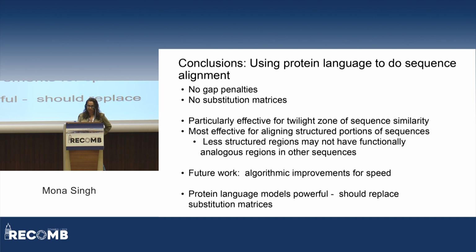In terms of future work, there's a lot to do. I think we've kind of sketched out the overall outline of the way we're proceeding, but I think there are lots and lots of algorithmic and engineering improvements for speed. I'd like to just finally say that I think protein language models are extremely powerful. I think that in the near future, they really are going to be replacing these substitution matrices, which were a nice approximation of what you could do, but now with including context, I think you can do a whole lot better.